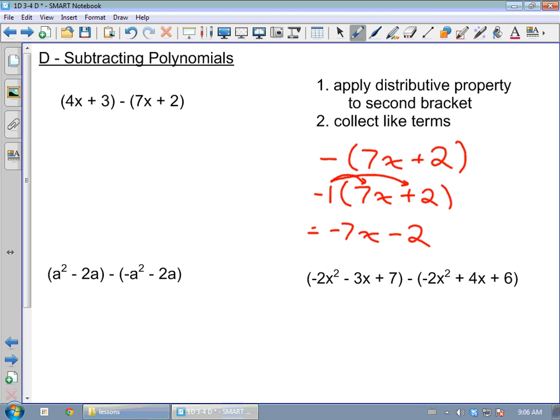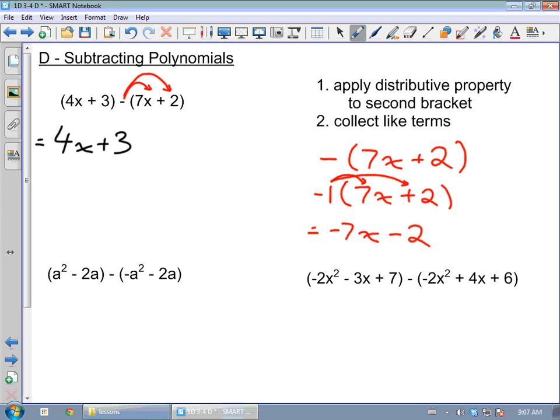Okay? This is what we want to do when we're doing subtraction. We want to think of this subtraction sign as being a negative 1 that we are going to multiply by all of these terms in the second bracket. So that's this first step here. Apply the distributive property to the second bracket. And then we just go ahead and collect our like terms. So we take the negative 1, multiply it by the 7x, the negative 1, multiply it by the positive 2, and as we do that, we get rid of the brackets. So our first bracket stays exactly the same.